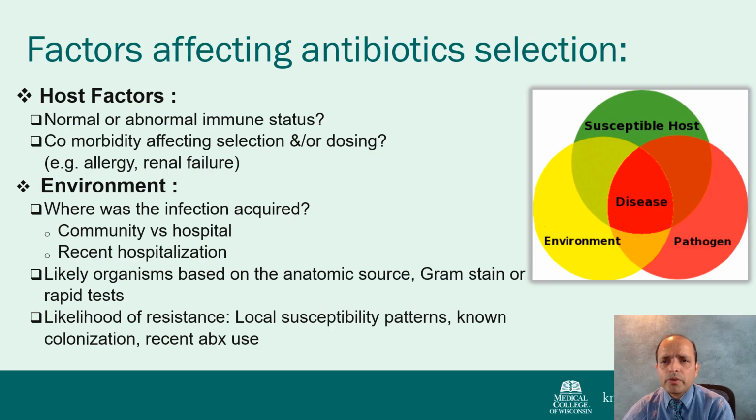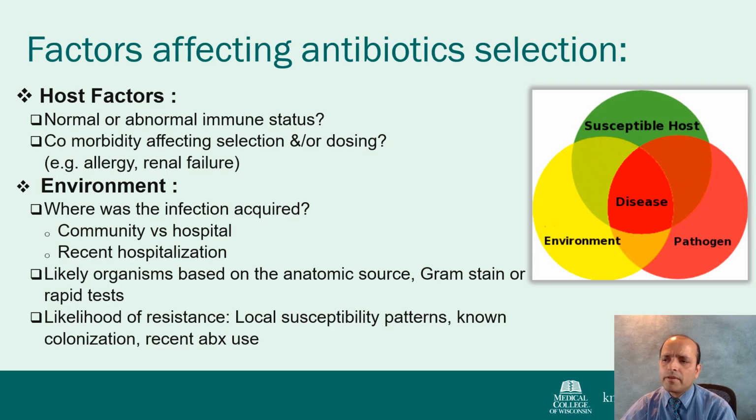So environment: you are going to ask whether the infection that you are trying to treat is community acquired or hospital acquired. What makes it likely to be hospital acquired? If somebody had a recent hospitalization, or if somebody had antibiotic use in the past 90 days, those are the two things that are going to help you in determining that. And environment also warrants the thought process regarding the likely organism, based upon anatomic source or based upon, let's say, gram stain.